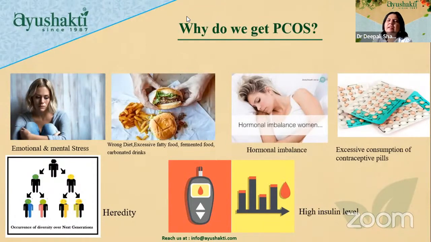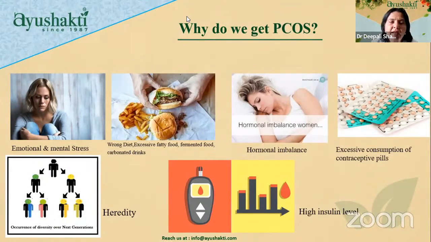Some cases are hereditary, like polycystic ovarian syndrome. Some people are hereditarily prone to this. And another reason is a high insulin level. This is the reason: they have a high insulin level, and they get PCOS.